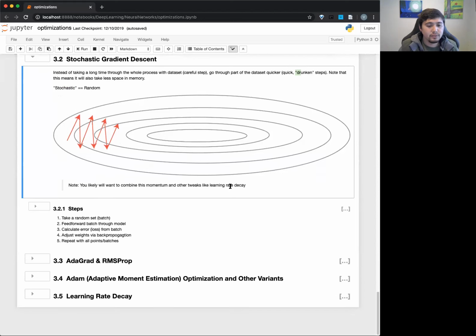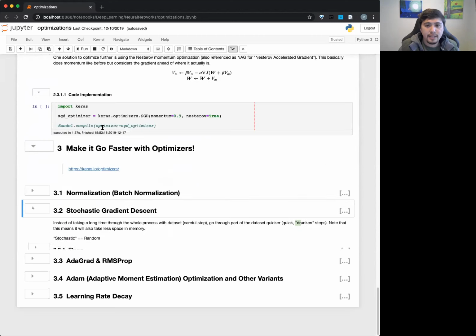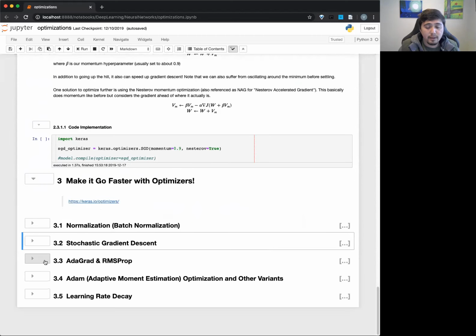Okay, cool. All right, and so that is stochastic gradient descent, and I think we're all caught up then with what we talked about last time.